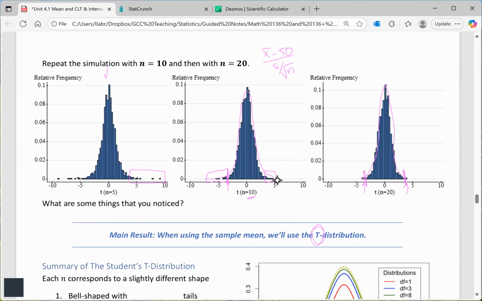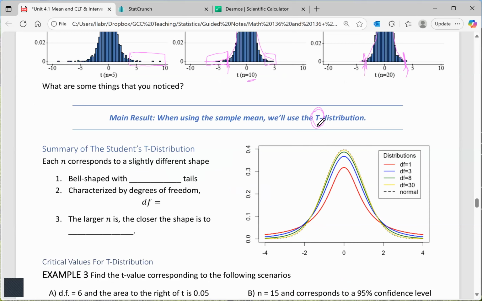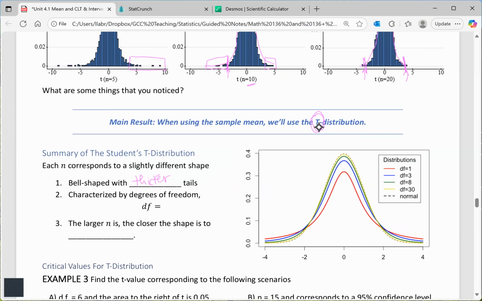And the T distribution has a slightly different shape for every sample size. So that's going to be our takeaway. When we work with the mean, we're going to have to work with the T distribution, assuming that we don't know the population standard deviation. It's going to be bell-shaped, but this time it just has thicker tails. And it's characterized by something called degrees of freedom, which is going to be your sample size minus 1.